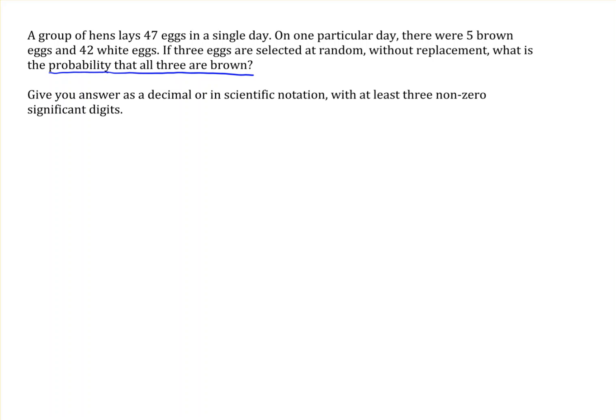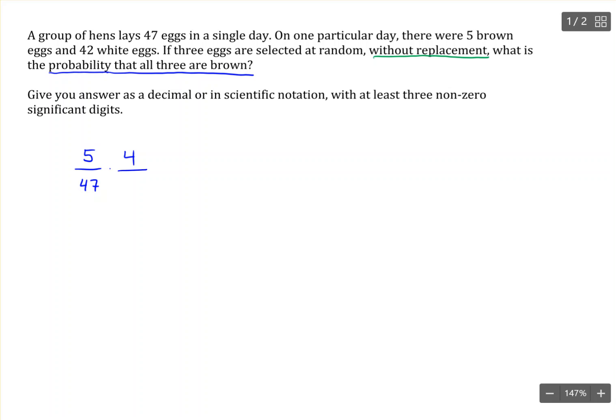So the multiplication rule says find the probability of the first event. So the probability that the first egg is brown would be 5 over 47, because there's 5 brown eggs out of the group of 47. Now, without replacement, that's key here, what's the probability that the next egg is brown? Well, we have to assume that the first egg was brown, so that reduces the number of brown eggs, because we didn't replace the first egg.